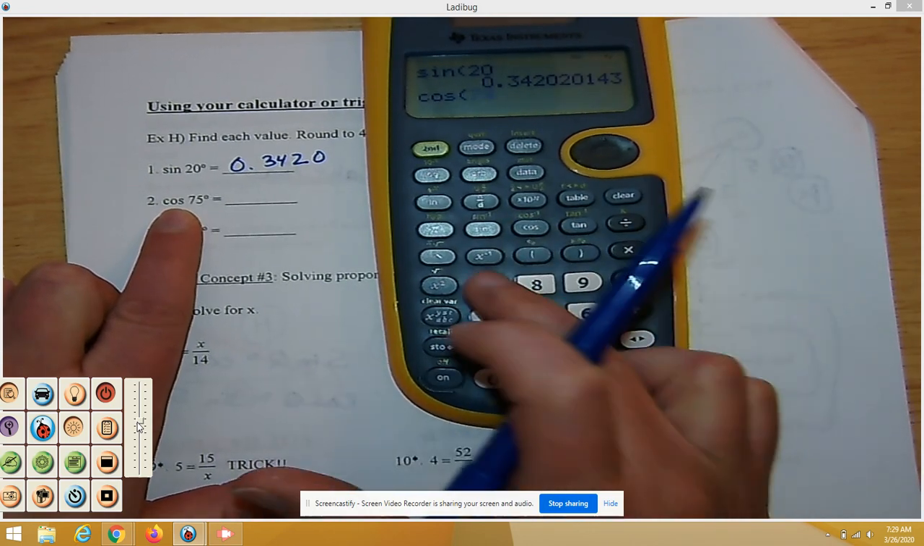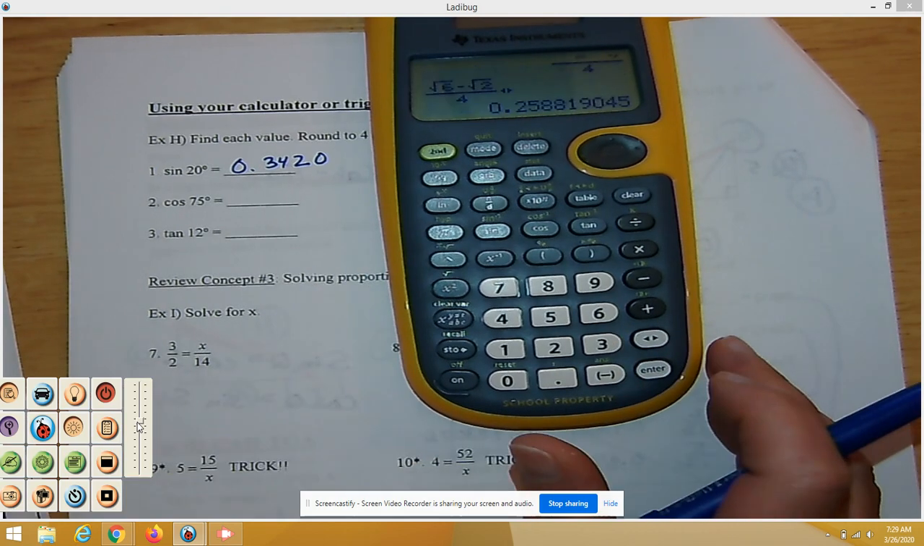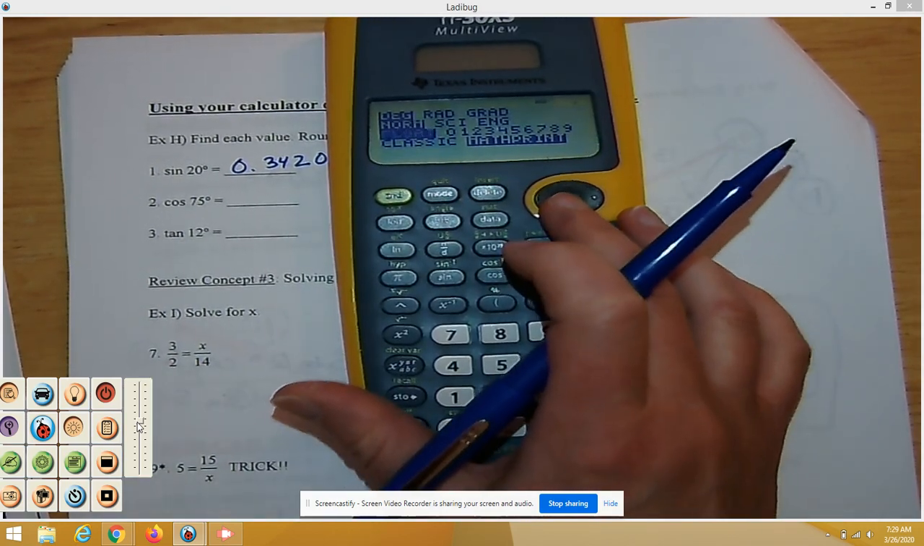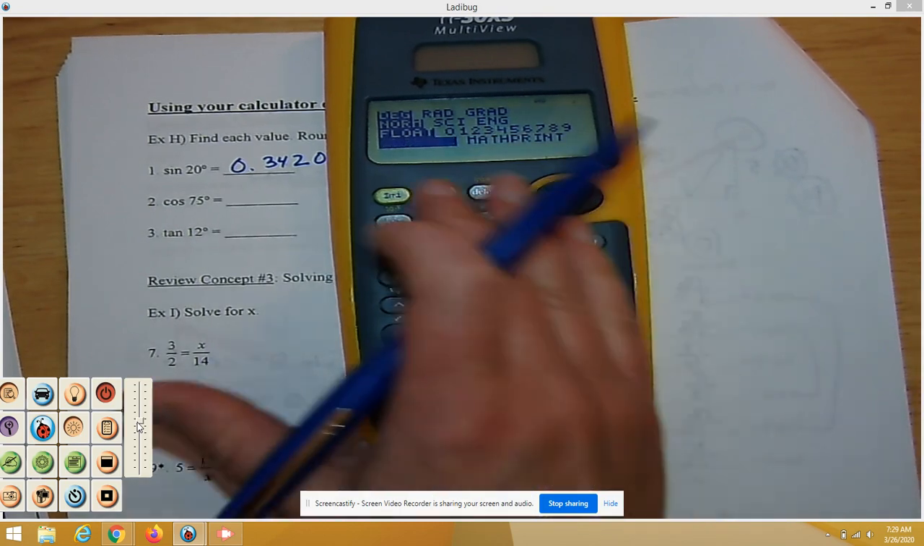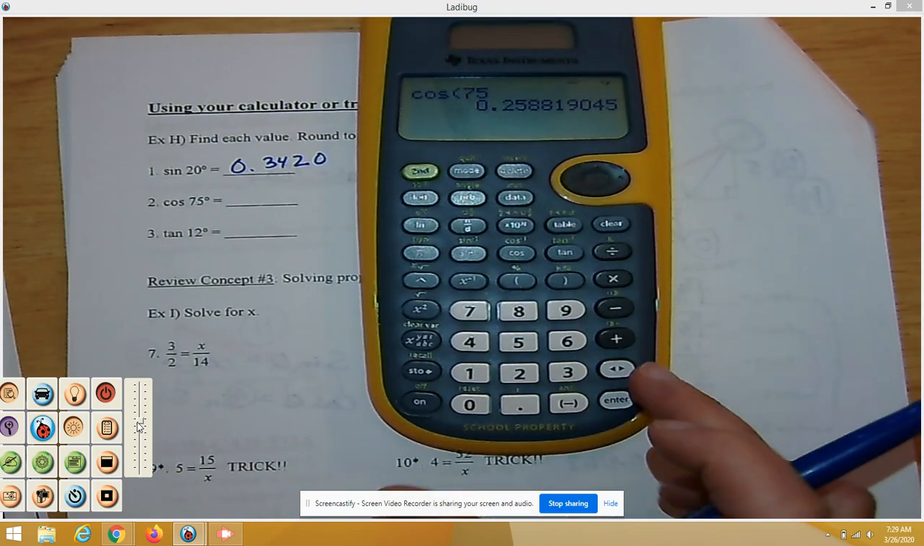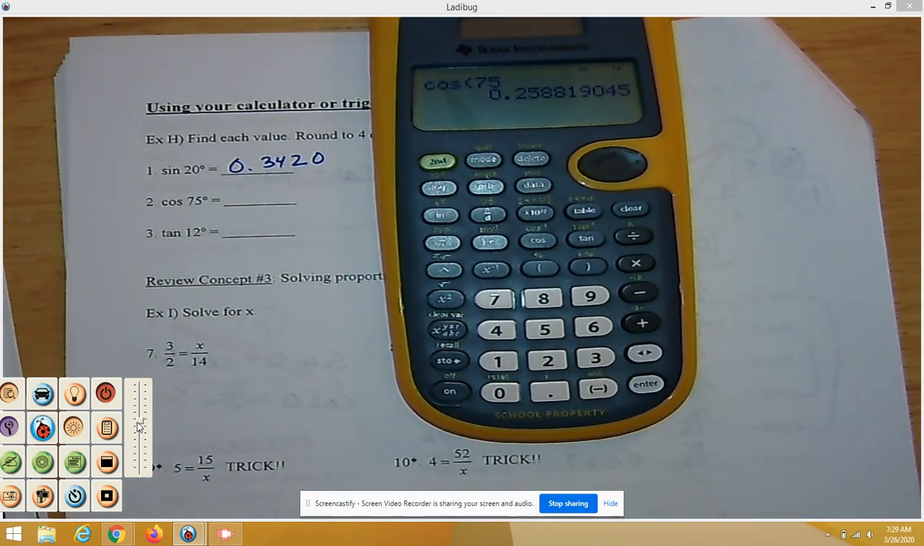So cosine of 75. And then I get this crazy thing, so just convert it. Or if you want, you can change your mode here to classic. And then you're in classic mode, so that way when you do cosine of 75, you just go right to the decimal. Otherwise, you have to convert it using this key. Go ahead and pause me and fill those in.